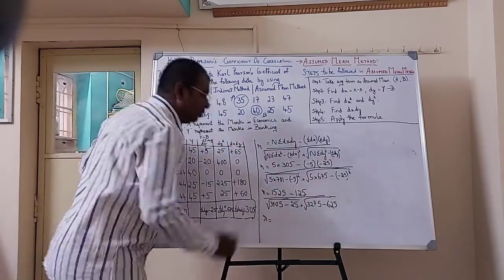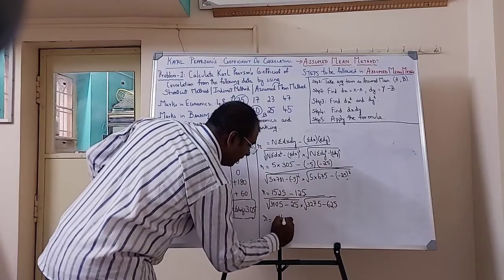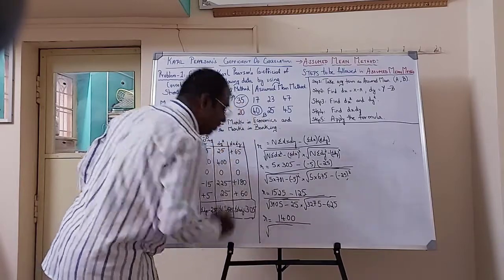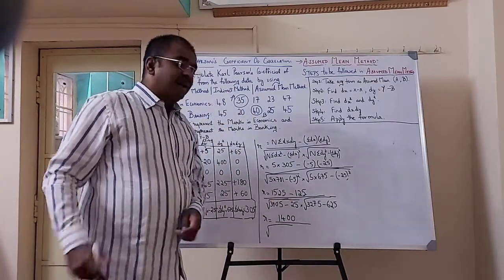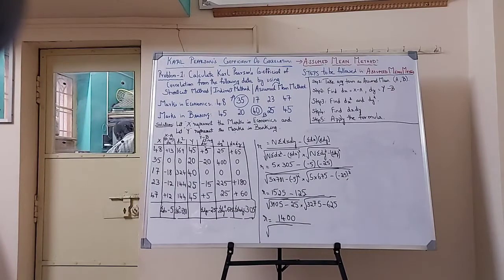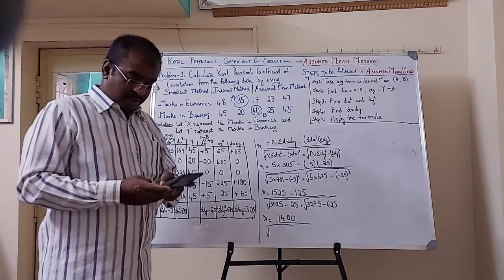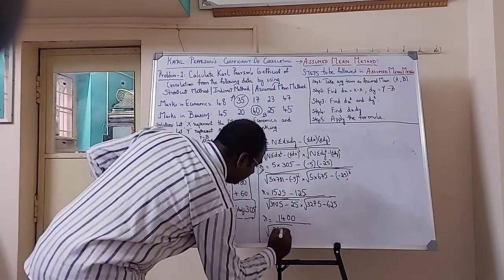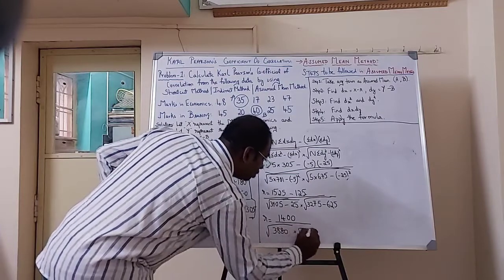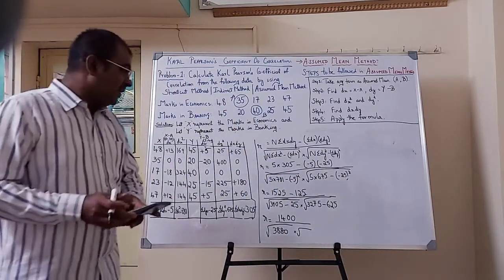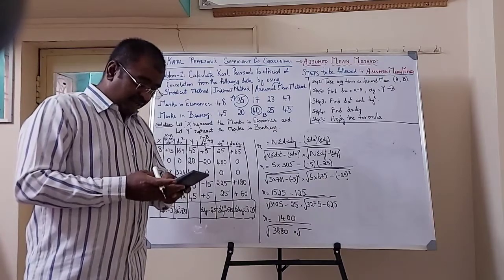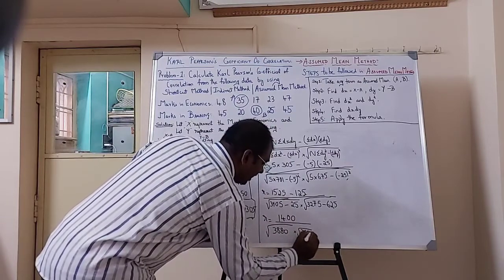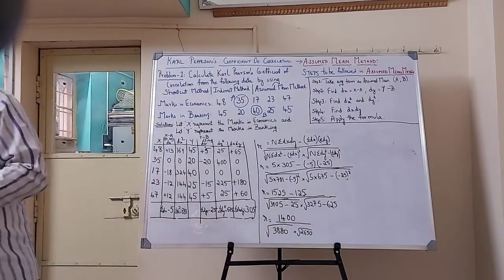Next, r is equal to 1525 minus 125, it is 1400 divided by square root of 3905 minus 25, that is 3880, into square root of 3275 minus 625, which is 2650.